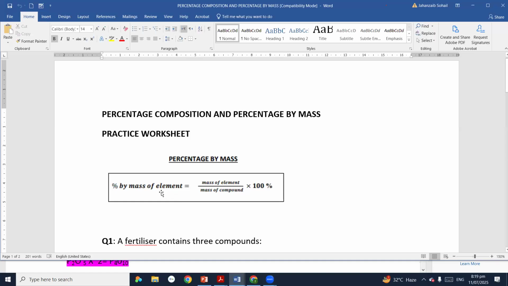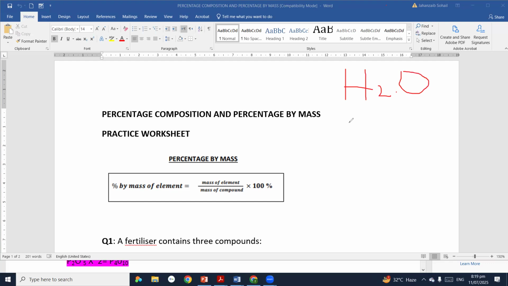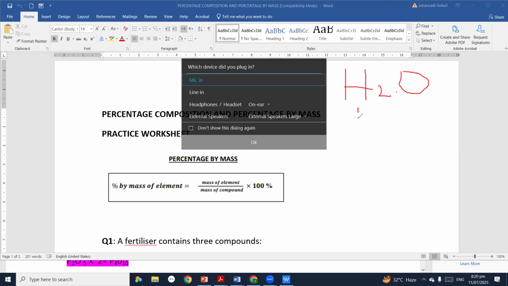Basically, if you want to calculate the percent, suppose that this is the formula of water. Okay. And if I'll ask, this consists of how many elements? Yes, how many elements are present in water? Two. Which one? Hydrogen and oxygen. Okay. So if I ask, what is the percentage of hydrogen in water and what is the percentage of oxygen in water? So how will you calculate it?